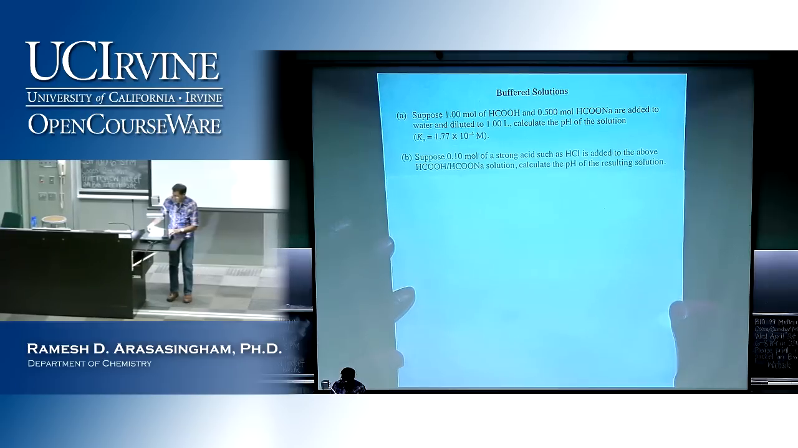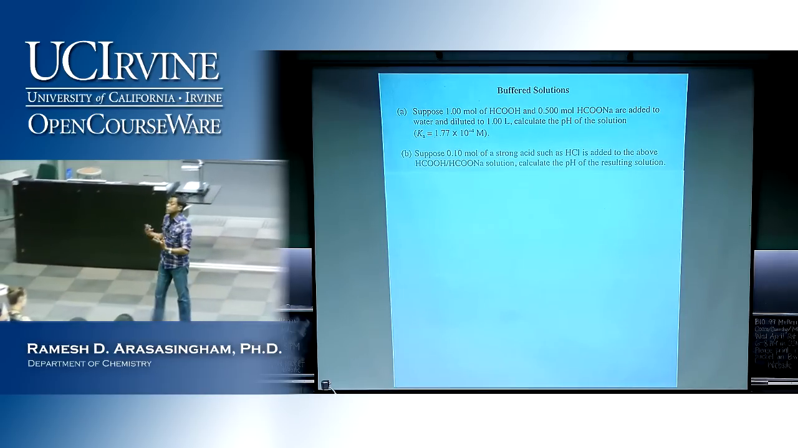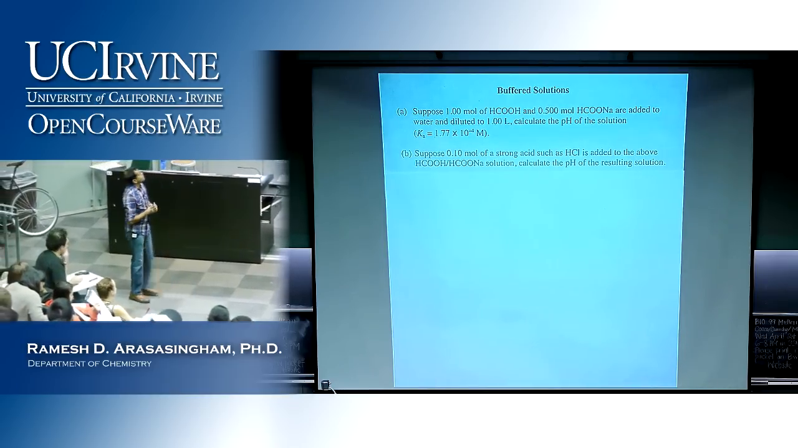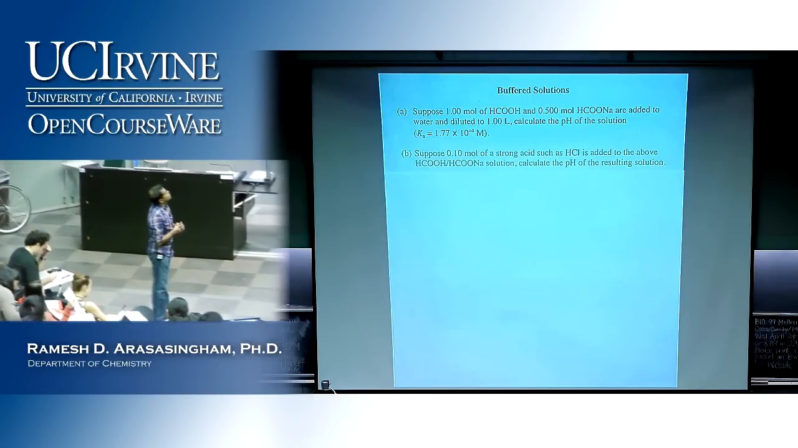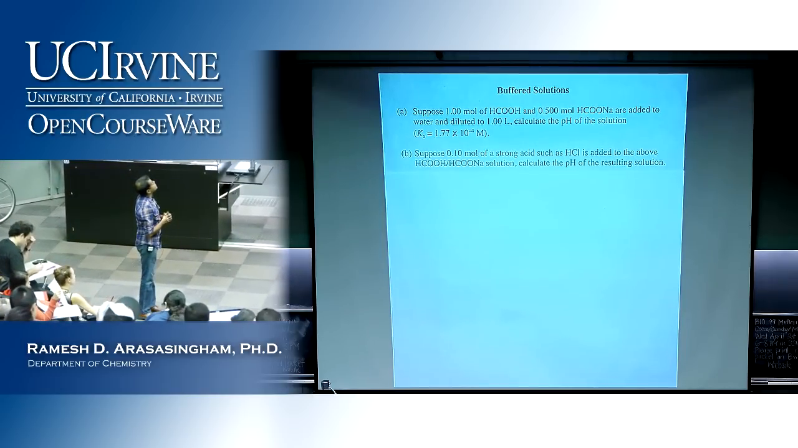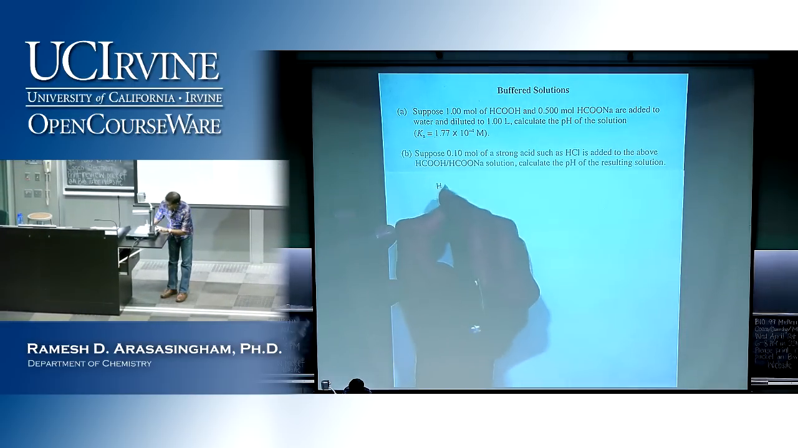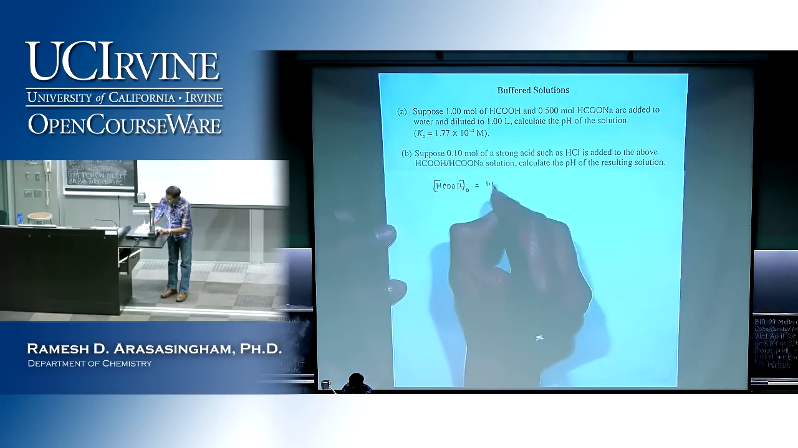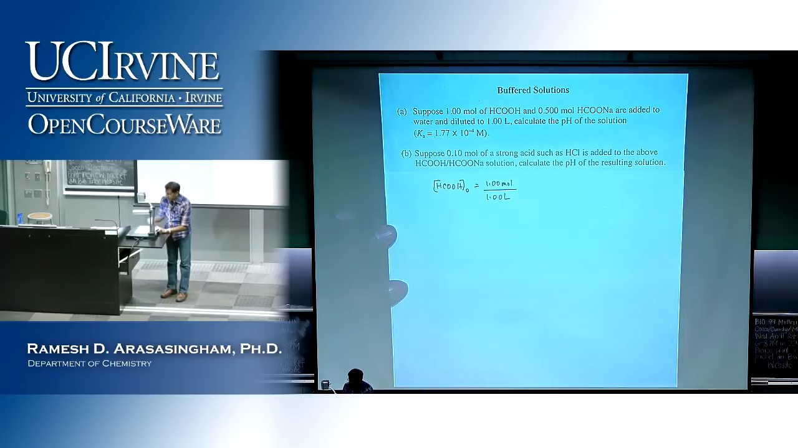Now, once again, there's nothing new here. It conforms to all of the different types of equilibrium problem that we've been working out. All right? So let's start by looking at part A. Suppose 1 mole of formic acid and 0.5 moles of sodium formate are added to water and diluted to 1 liter. So we can start by saying that we have formic acid, and the initial concentration of formic acid is 1 mole over 1 liter. That concentration is moles divided by the volume, and that gives me 1 molar concentration.